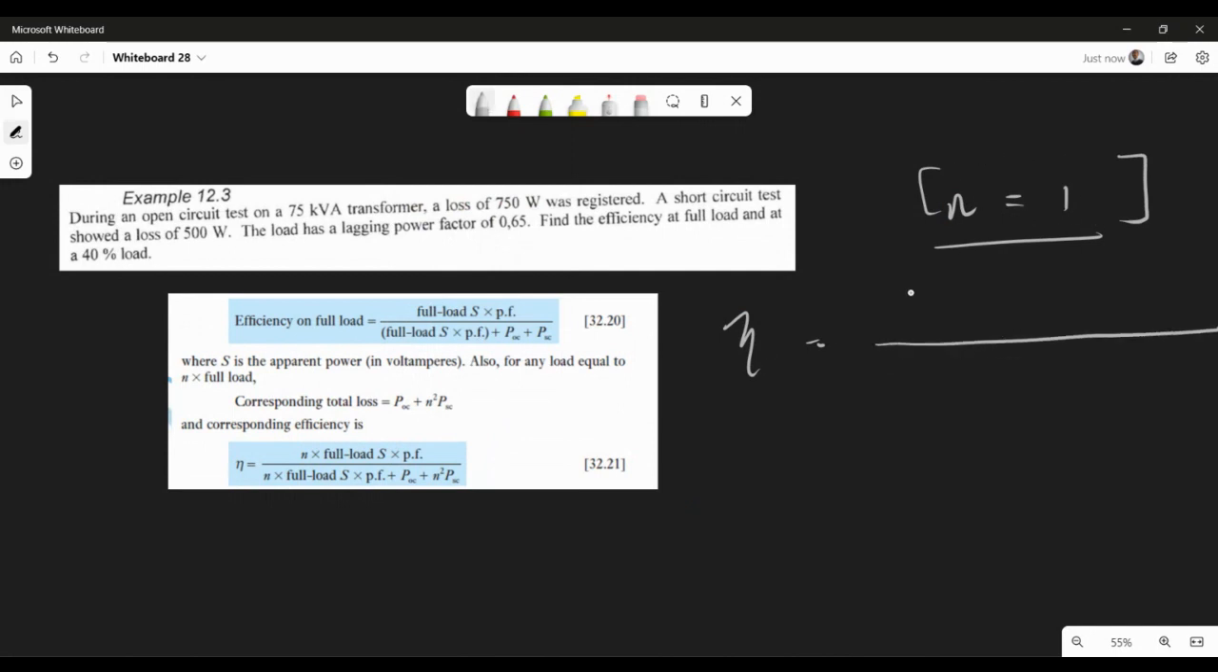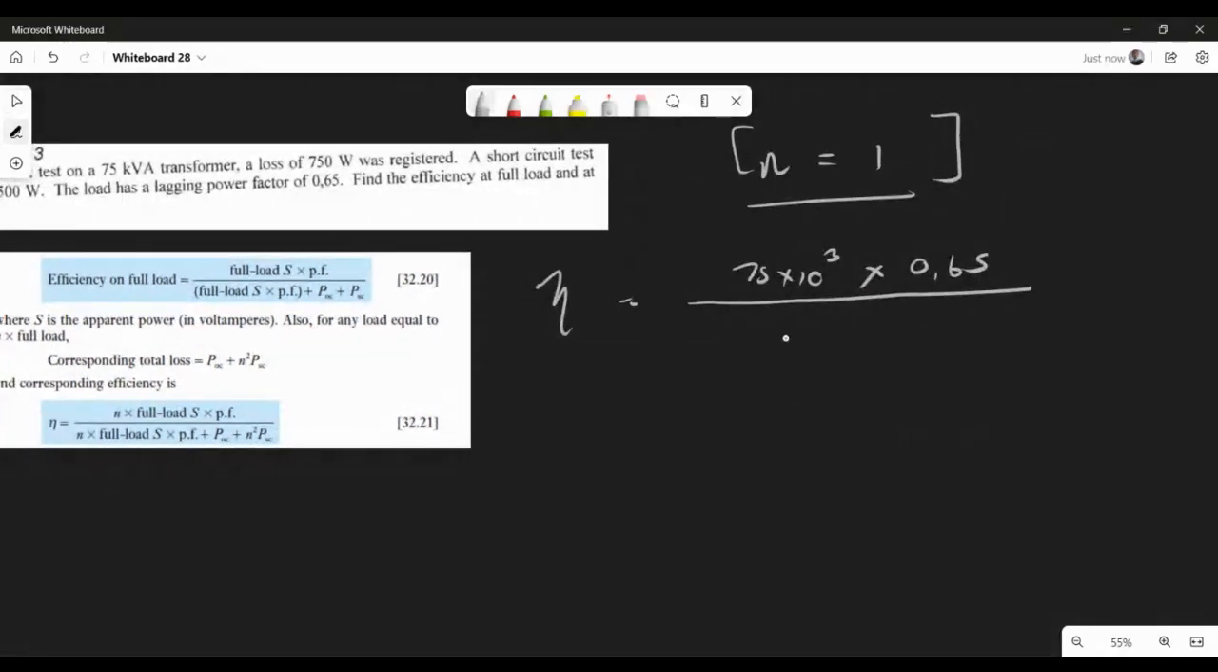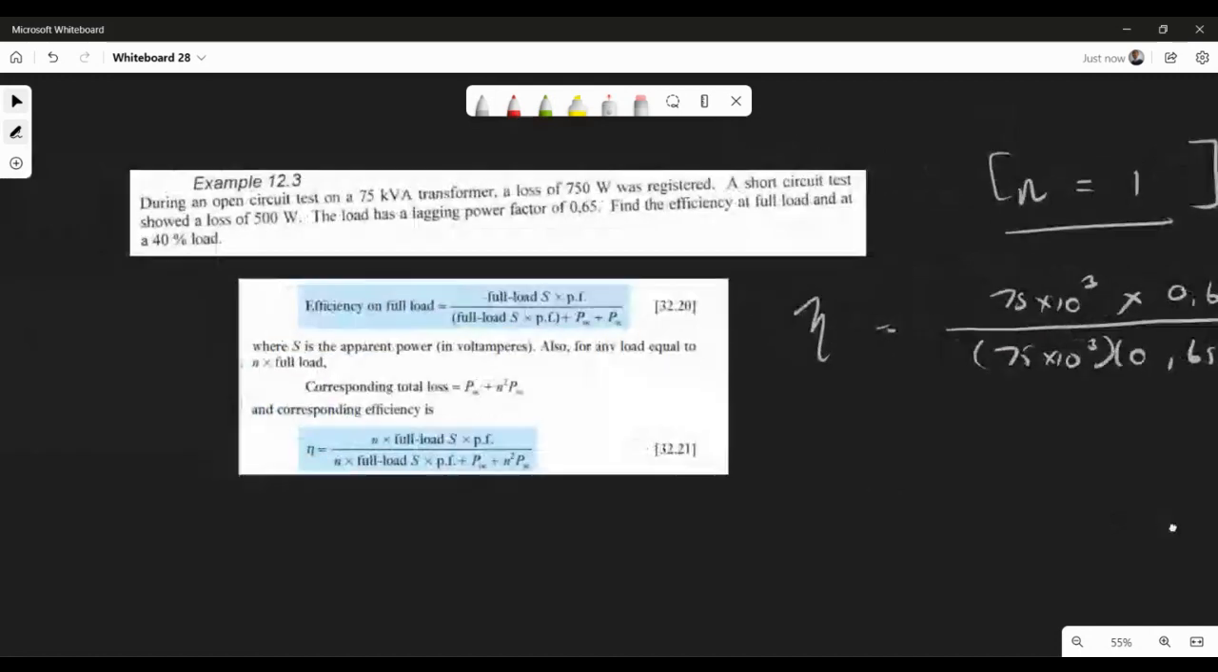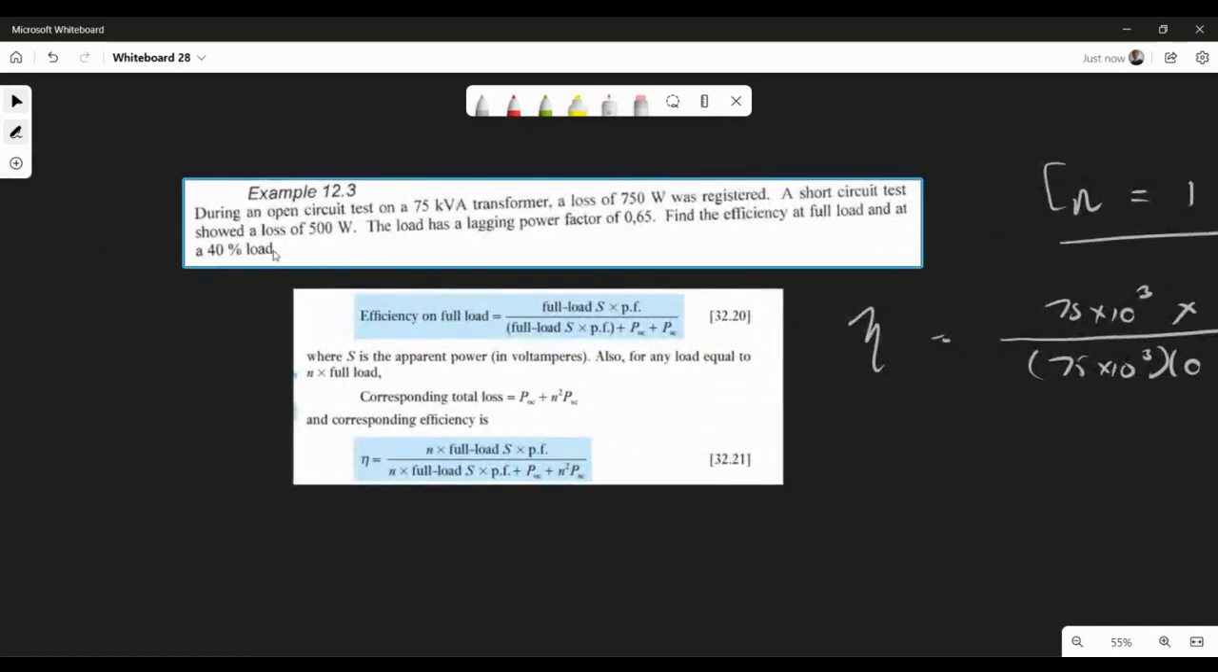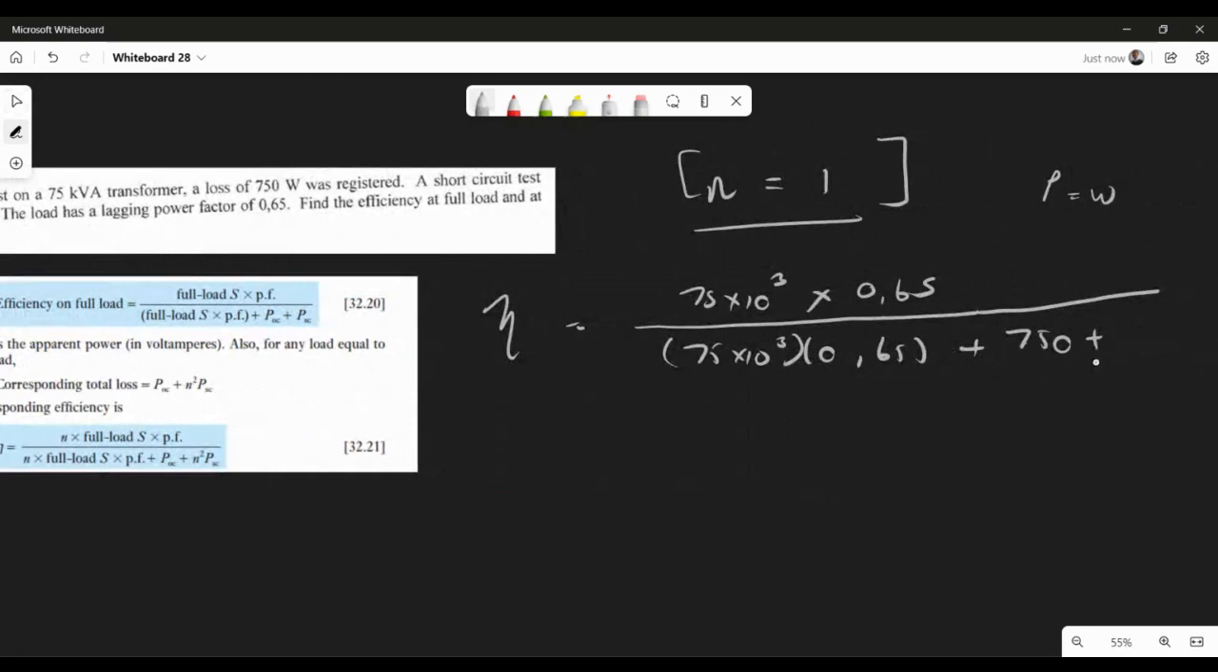And full load is 75 kVA times a power factor of 0.65. It's again 75 kVA, that's your power out by 0.65. It's basically power out, like your power in watts, if you think about it, plus your iron loss of 750, plus your copper loss, which is short circuit loss of 500.